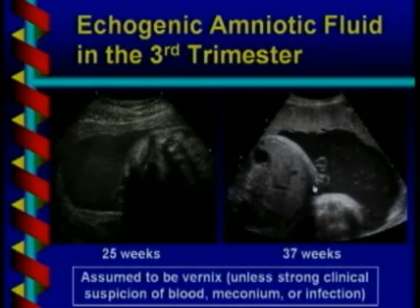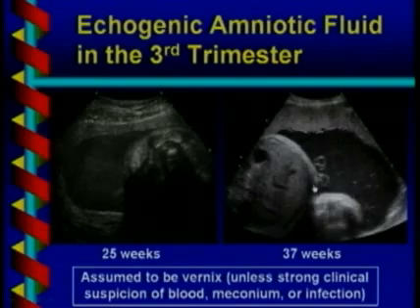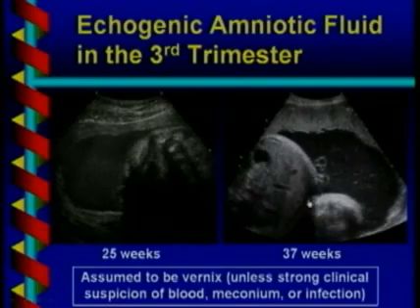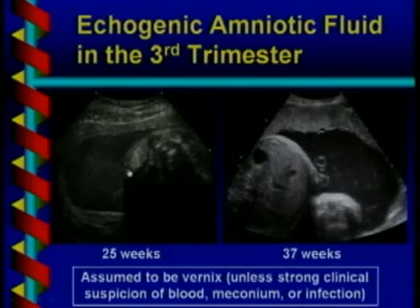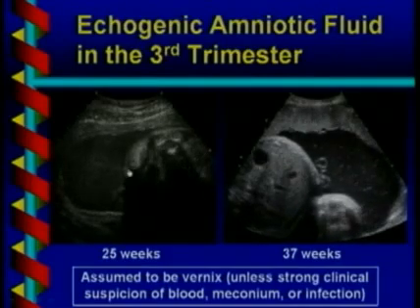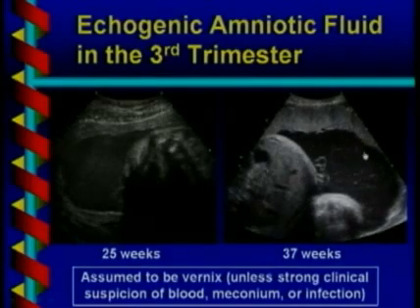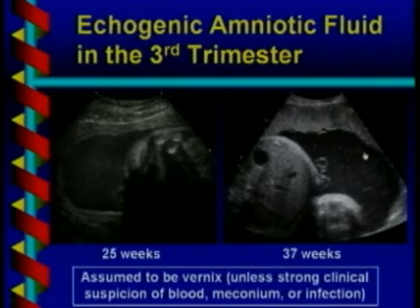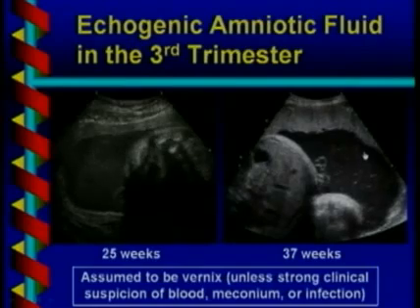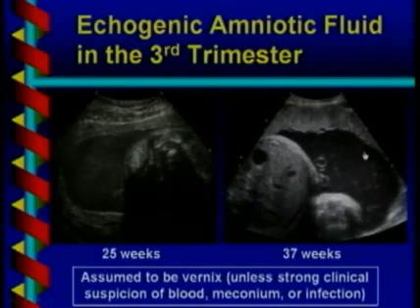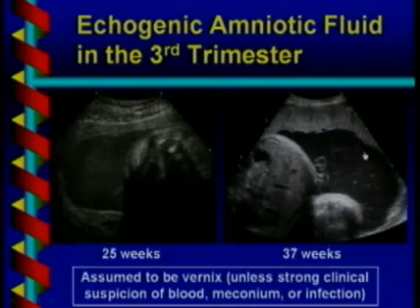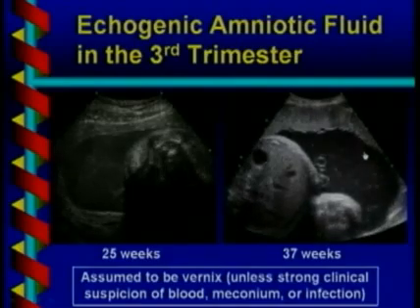On the other hand, these are two third trimester fetuses at 25 weeks and at 37 weeks. In both cases, you see small, bright particles floating around in the fluid. In both of these cases, we would assume it to be vernix unless there's a strong clinical suspicion that it might be blood, meconium, or infection. But in the absence of that clinical suspicion, we would just say it's vernix, it's normal.